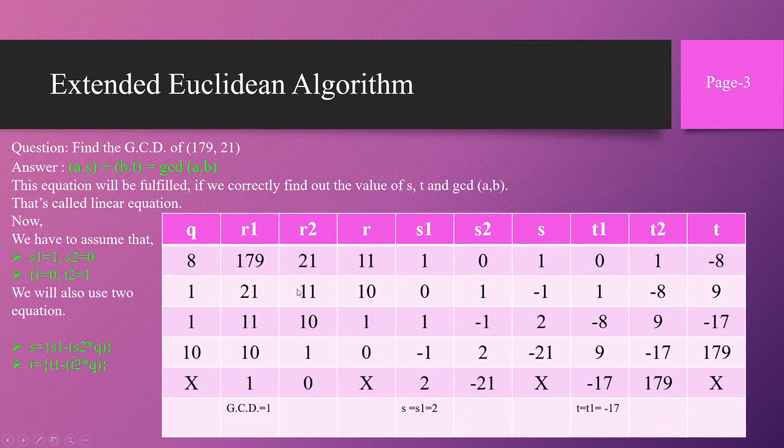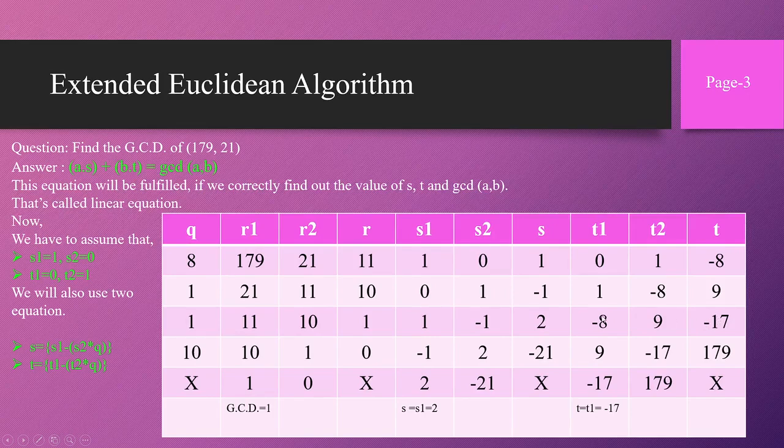In the next row, the value of R2 will be shifted to R1, the value of R will be shifted to R2, the value of S2 will be shifted to S1 as 1 and the value of S will be 2. The value of T2 will be shifted to T1, the value of T will be shifted to T2. Then if we divide 11 by 10, we will get quotient 1 and the remainder will be 1. And the value of S, 1 minus 1 into 1 is equal to 2.